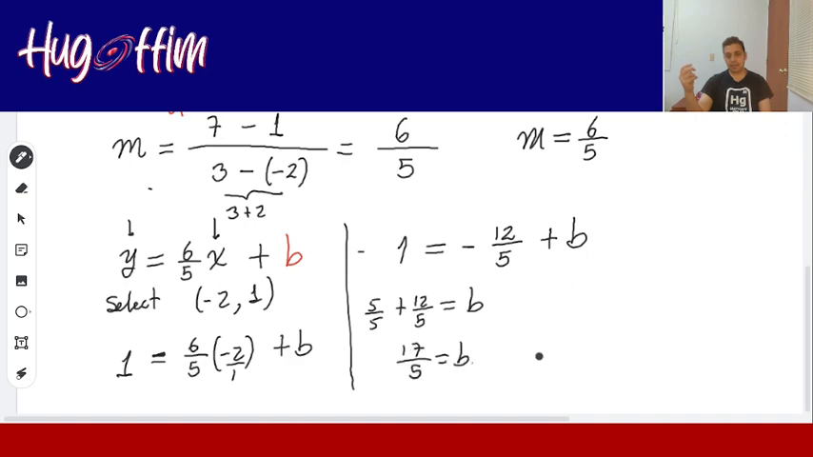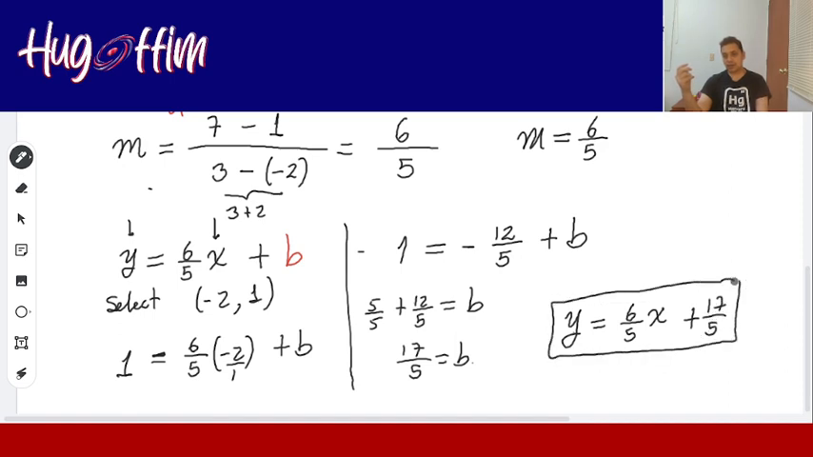That will be b. And the equation of my line is going to be y equals 6/5 of x plus 17/5. So that will be the equation of the line. Or in function notation, f(x) equals 6/5 of x plus 17/5. And this is how you can get the equation of the linear function.